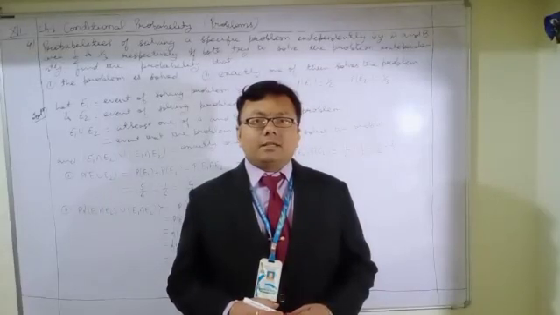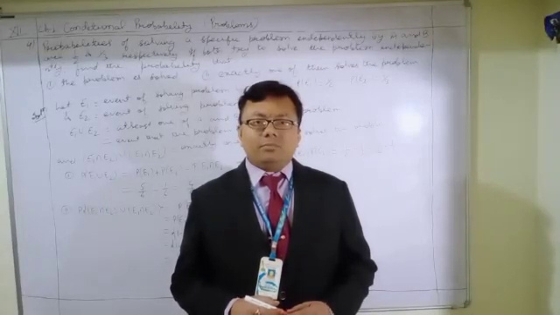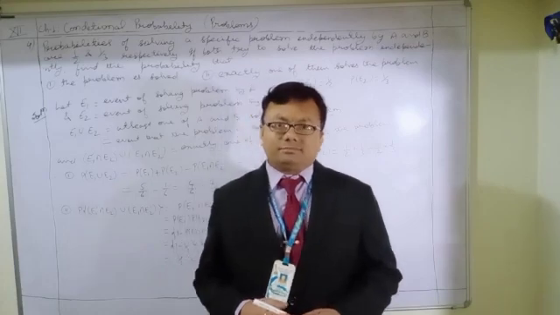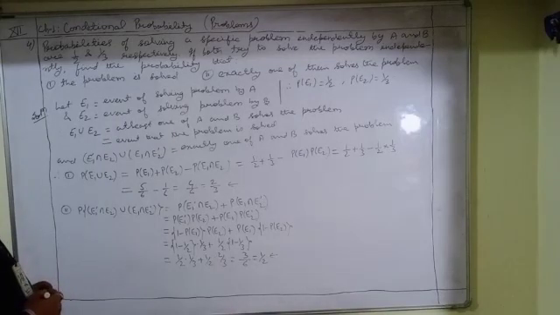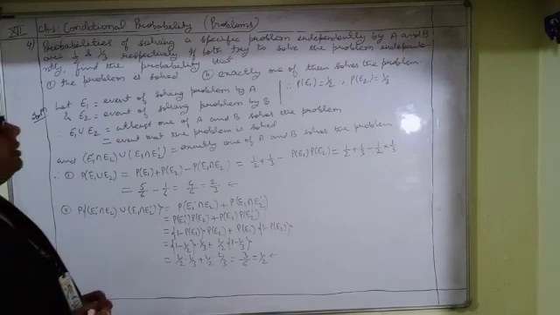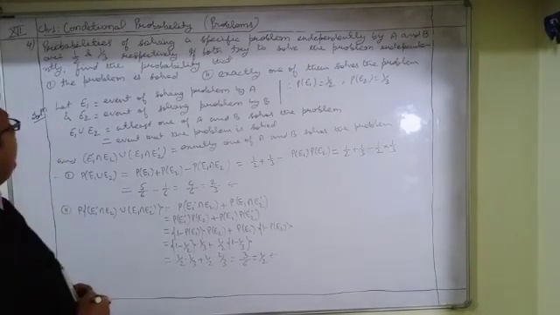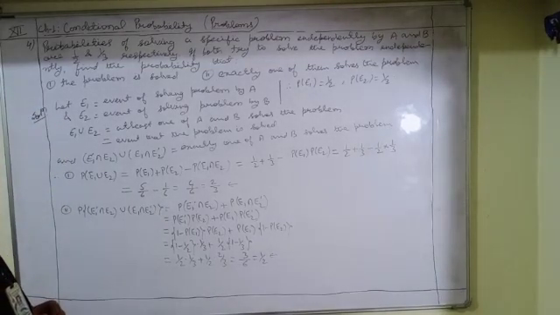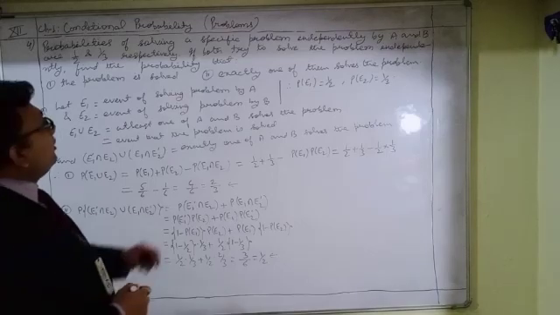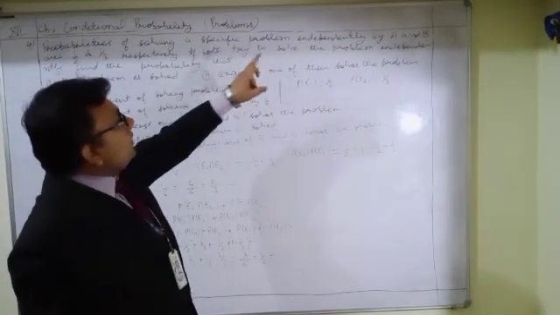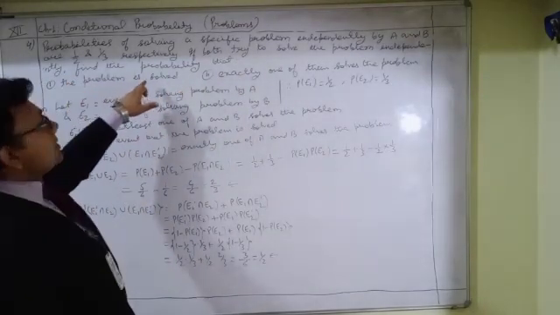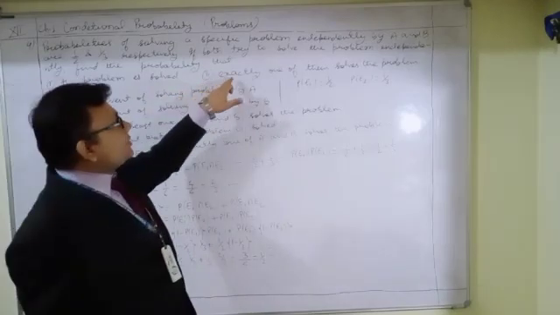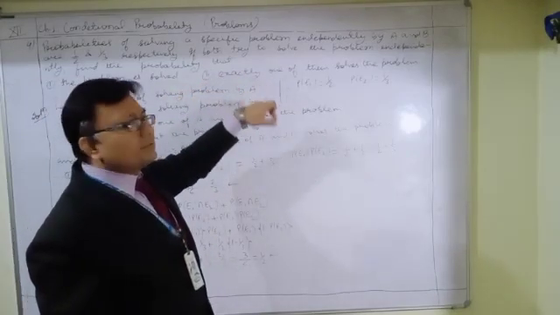So welcome to the next slide on solving problems on conditional probability. Now this is question number 4. Probabilities of solving a specific problem independently by the subjects A and B are 1 by 2 and 1 by 3 respectively. If both try to solve the problem independently, find the probability that the problem is solved. And the second part of the question: exactly one of them solves the problem.